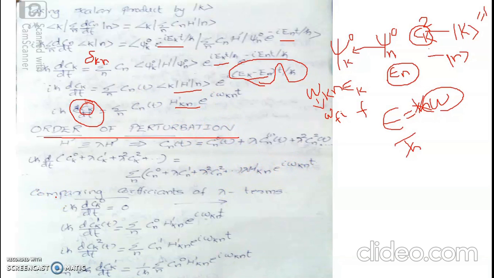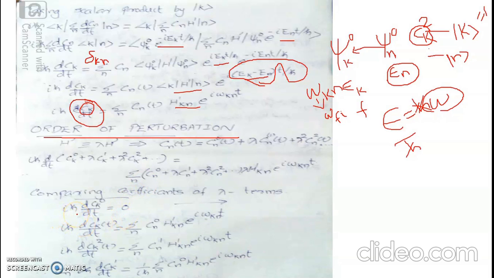Now compare the coefficients of the different powers of lambda on both sides. First of all, lambda power 0. On the left side, you have only one term containing lambda power 0, which is iħ dCk0 by dt. That's equal to, on the right side, all terms will have at least lambda, because you already have lambda outside of this bracket. So the lambda power 0 term is not there on the right side, so the coefficient of lambda power 0 on the right side is 0.